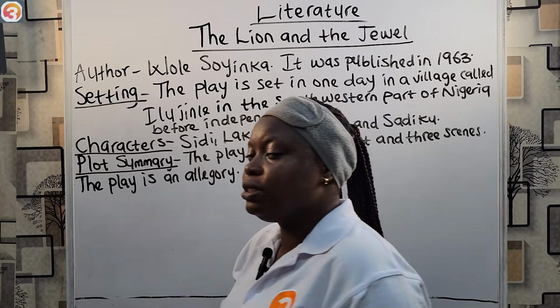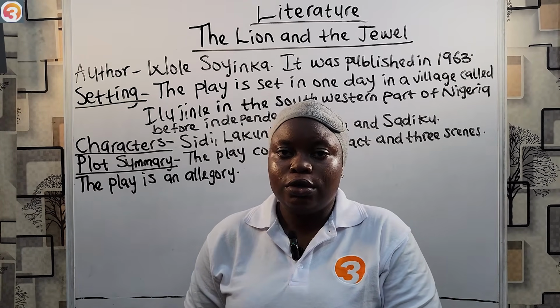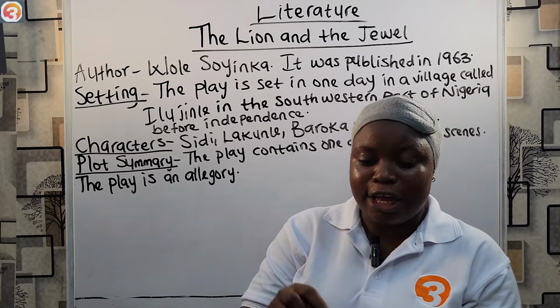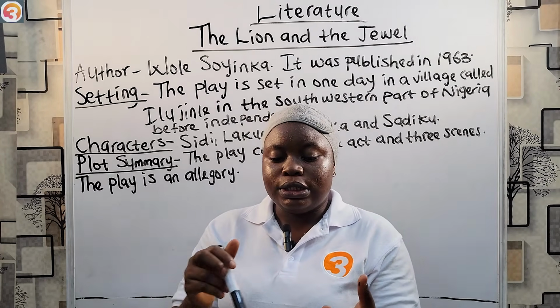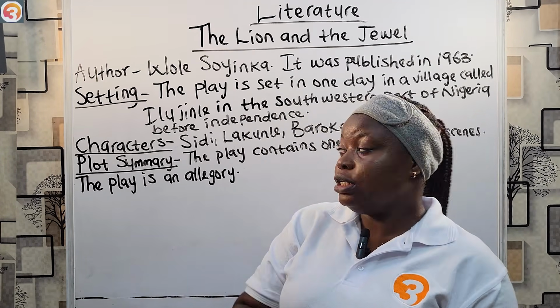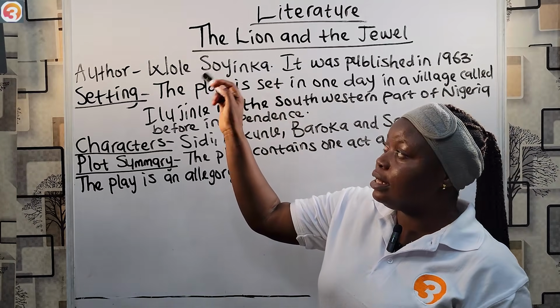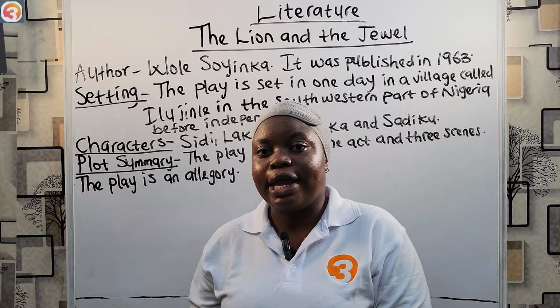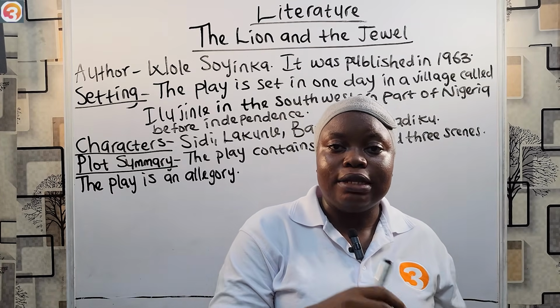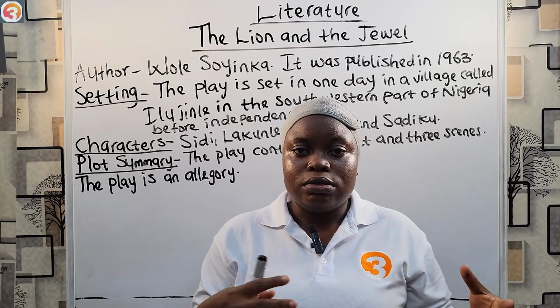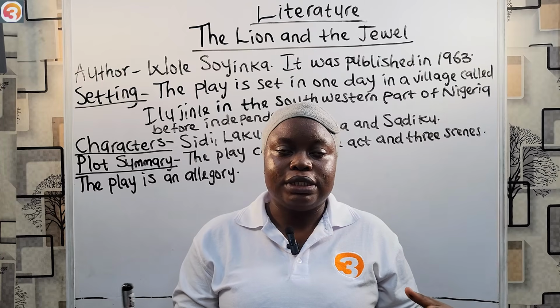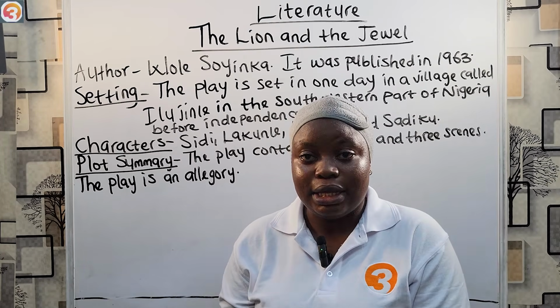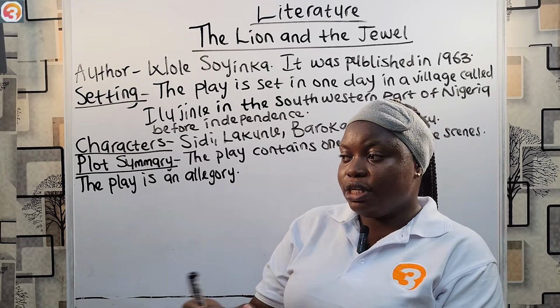An allegory simply means a story with double meaning. So there's the literal meaning and the figurative meaning. We see the literal meaning: Sidi is the jewel and Baroka is the lion. We see Lakunle and Baroka interested in Sidi's hand in marriage, and then we see their approaches towards getting her to marry them. That's the literal meaning.